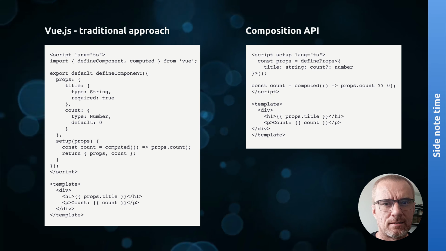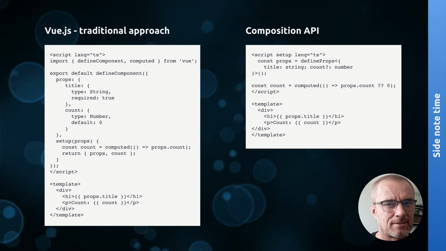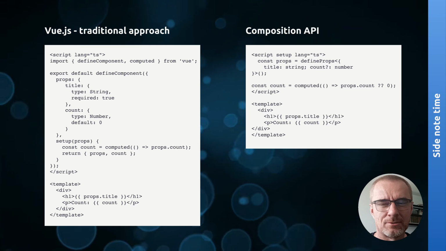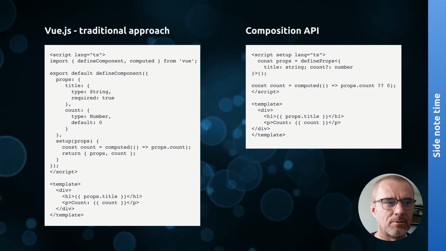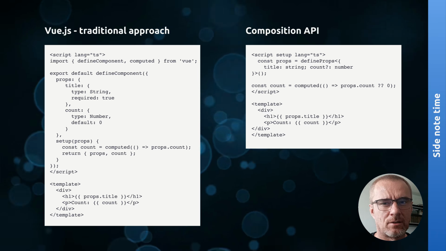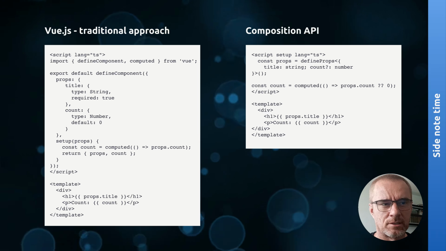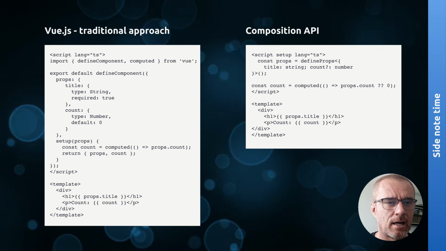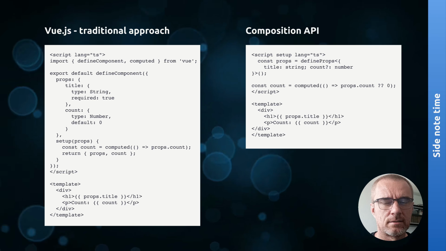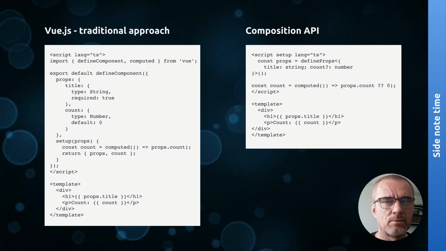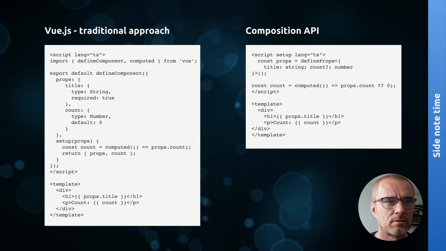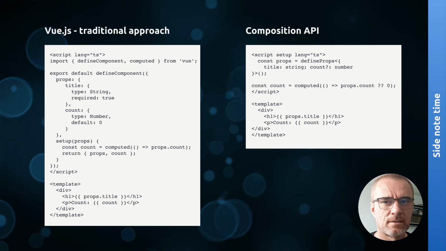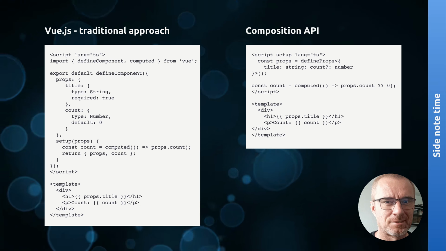That's one of the reasons why I strongly recommend using Composition API with script setup instead of traditional script. And in addition, with TypeScript, by adding the attribute lang ts, we can use the whole capabilities, the whole beautiful things we can do with TypeScript.